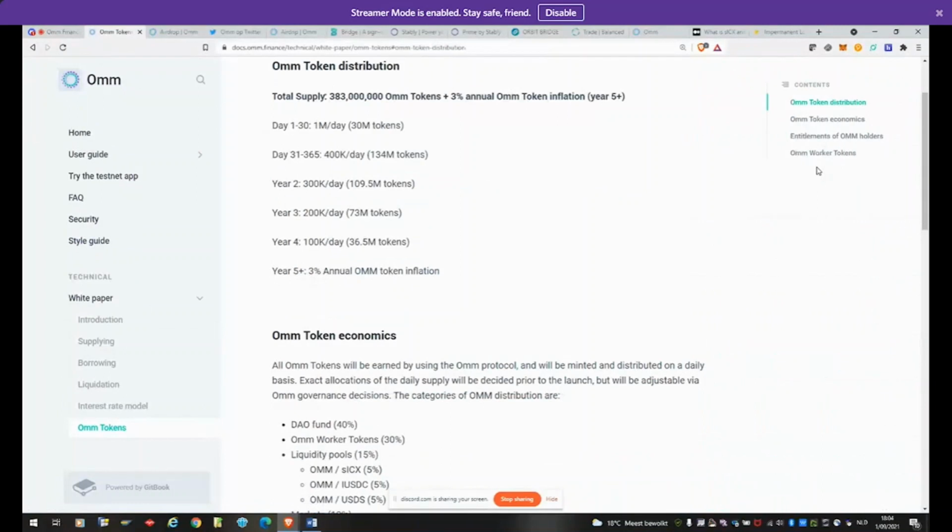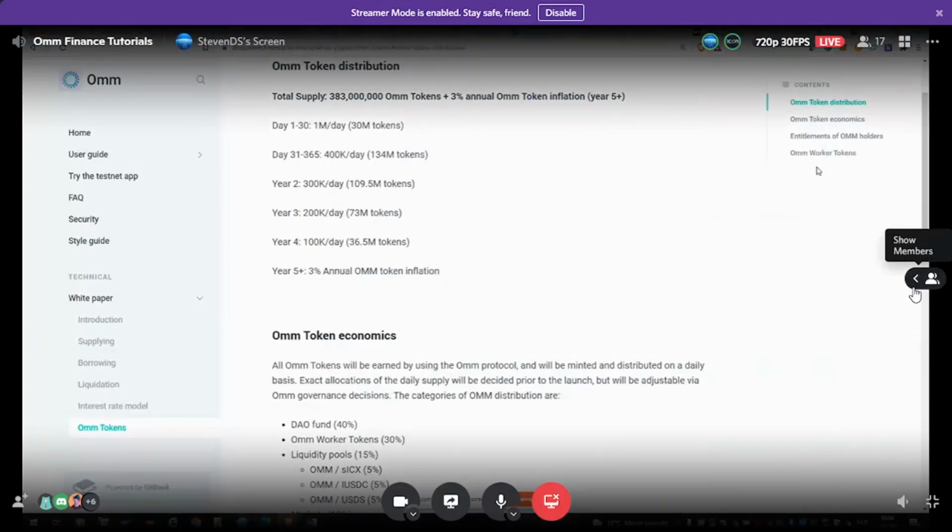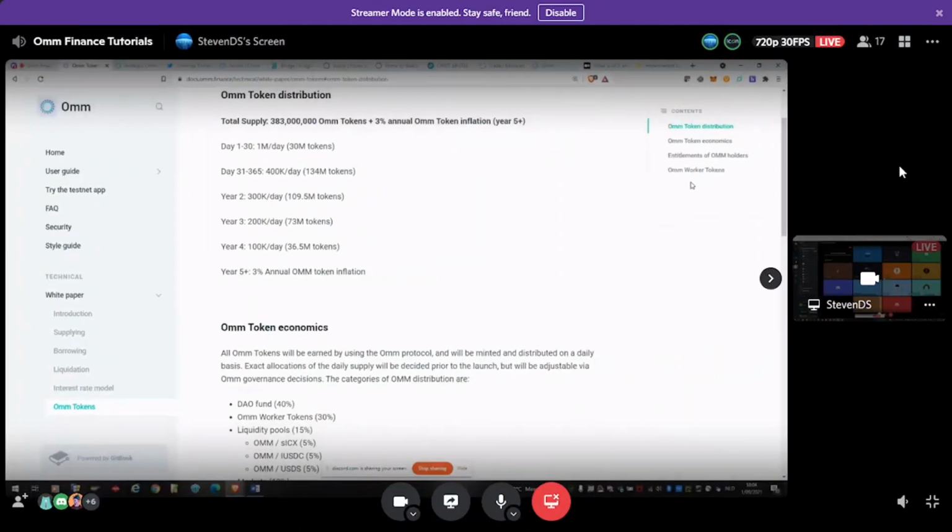So let's kick it off with the OMM token distribution. As you can see here, the moment we are within the first 30 days, there is 1 million OMM distributed per day. As from the second month of operation, it will decline to 400k per day. And then it's a yearly drop, and every year there is a drop of 100k per day. And after 5 years, from the 5th year, it's just 3% token inflation.